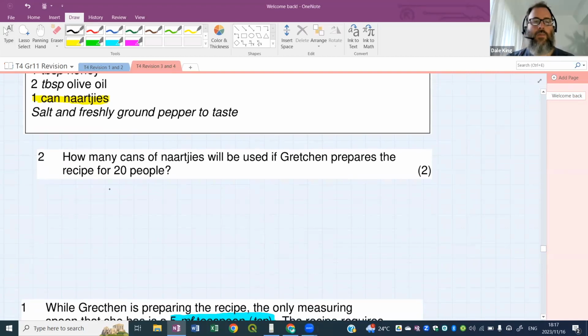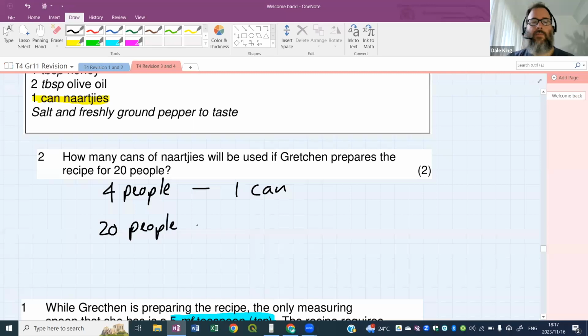Okay, we know that this recipe serves 4 people and we need 1 can. So if we want to serve 20 people, how many cans do we need? Well, you could say to yourself, from 4 people up to 20, what do I need to do to go from 4 to 20? Well, you can multiply by 5. And you need to do the same for the cans. You need to multiply by 5 to get 5 cans.